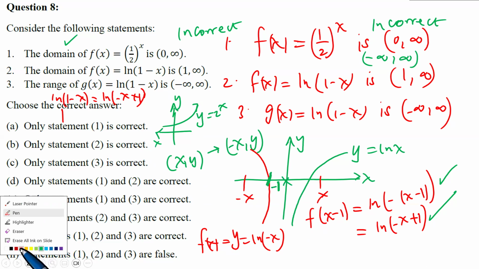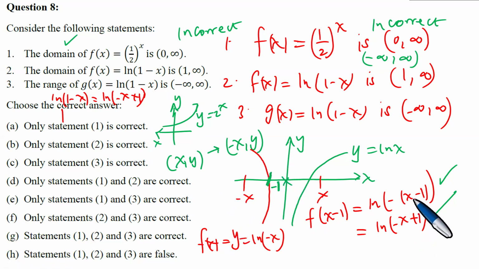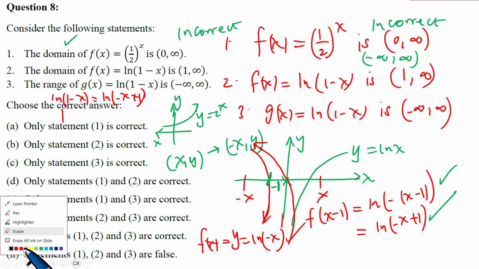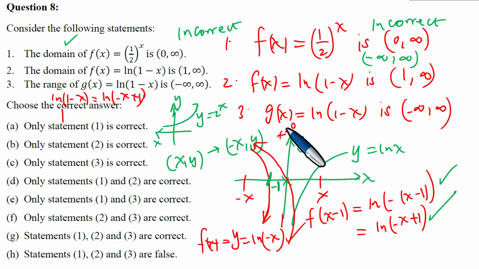If the graph is going to move one unit to the right, because you're subtracting from x, then it's going to be doing something like this. I'm just using the graph. But the question is, what would the domain of this one be? If it is sitting here, then the y-axis is an asymptote, which is the line x equals 0.